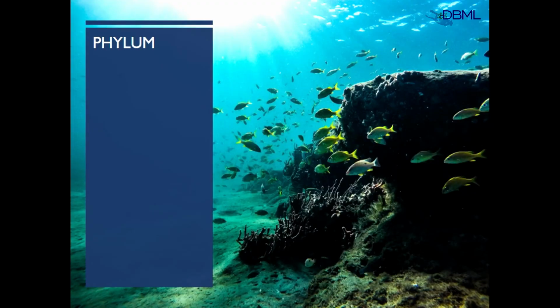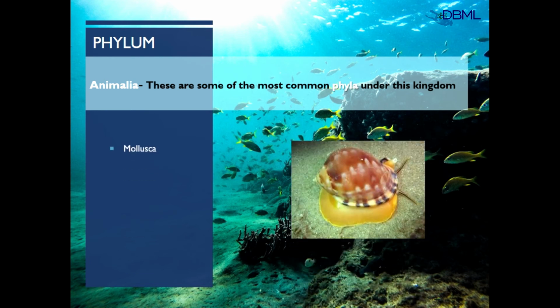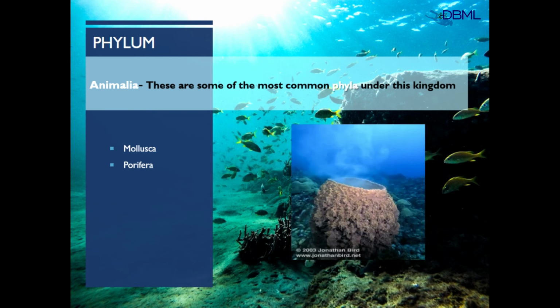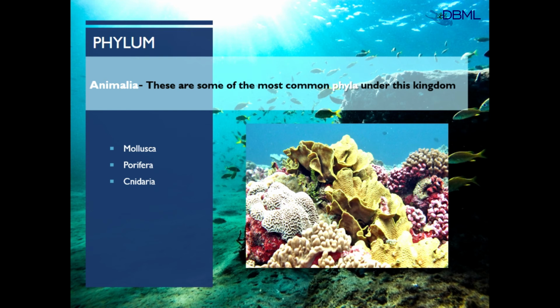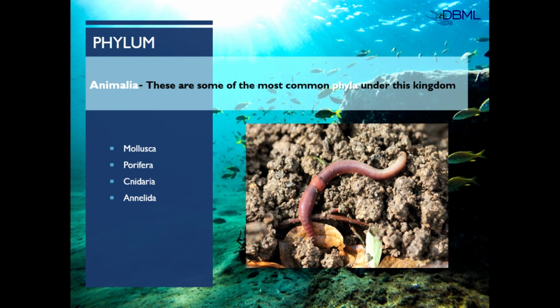Under the kingdom Animalia, these are some of the most common phylums that you will find. We have mollusks, or soft-bodied creatures with a shell, either on the interior or the exterior. We have porifera, or the sponges. We have cnidarians, talking about our coral reefs, or jellyfish, or hydras. We have annelids. These are roundworms. You find plenty of them in the sea, and you find plenty of them on land as well.